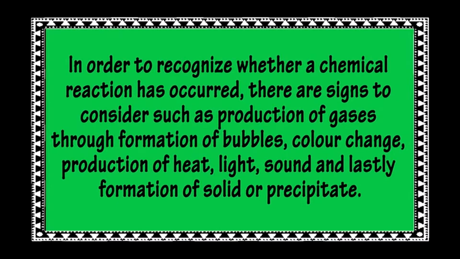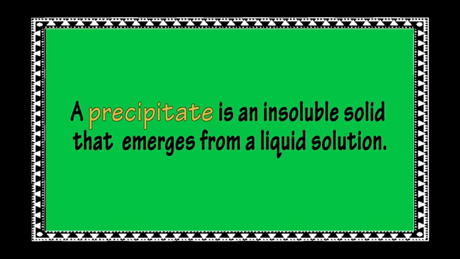In order to recognize whether a chemical reaction has occurred, there are signs to consider, such as production of gases through formation of bubbles, color change, production of heat, light, sound, and lastly, formation of solid or precipitate. A precipitate is an insoluble solid that emerges from a liquid solution.